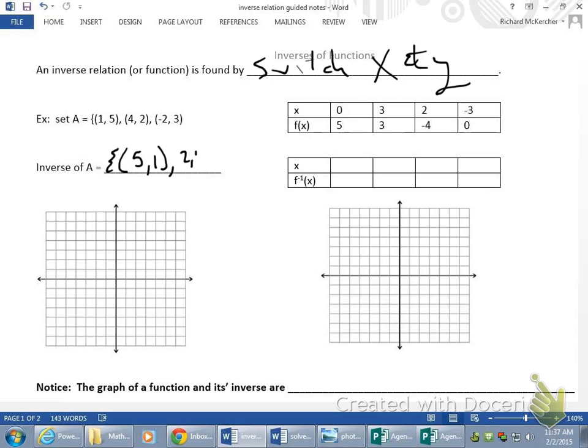Do the same thing for the others. Okay? So the inverse of set A is taking all of the x's and switching them with the y's, and vice versa. Let's try the table, same idea. Okay? So as you can see right there, I'm just going to take 0, 5 and switch it, make it 5, 0. Now, this doesn't actually change, but I did switch them.